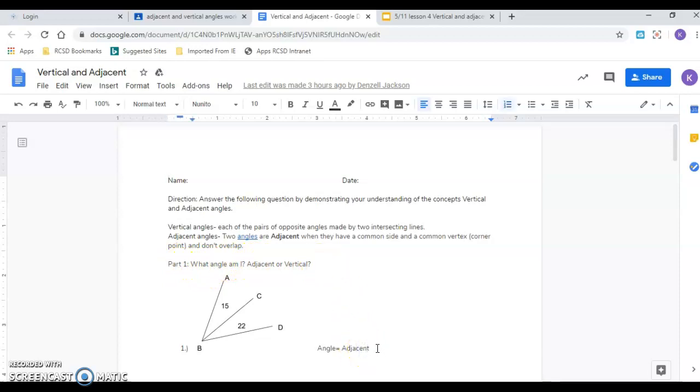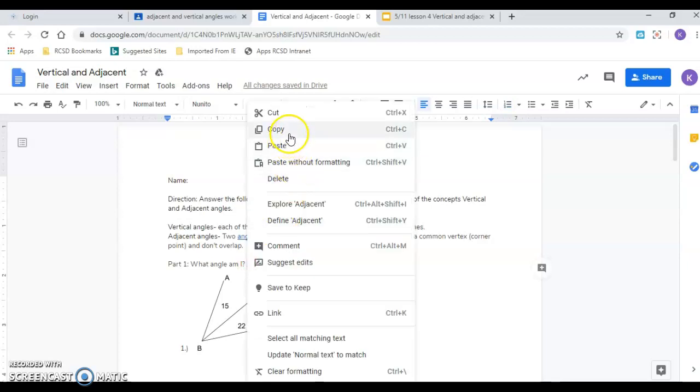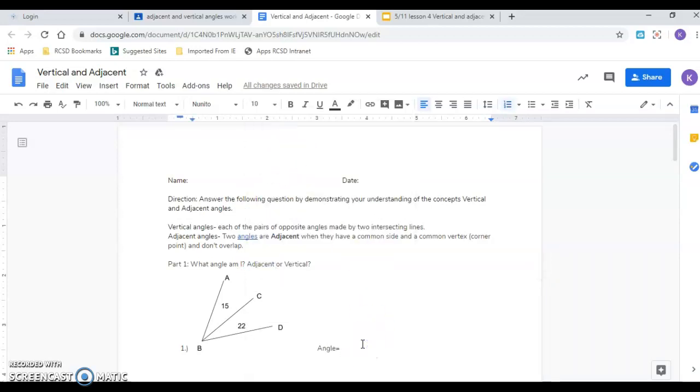Okay, so we went over these in class, so some of them are already answered for you. This one is adjacent. How do I know that? Because ABC, this angle here, this 15-degree angle, shares a side and a vertex with CBD, or this 22. They share a side and a vertex. That means they're adjacent. And the easiest thing to do is you don't have to keep typing. You can just highlight this, click with two fingers, copy, and then you can paste it, right?